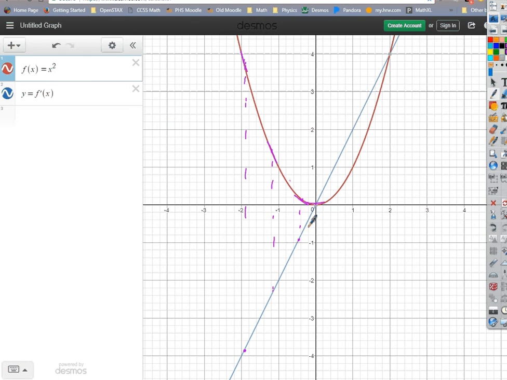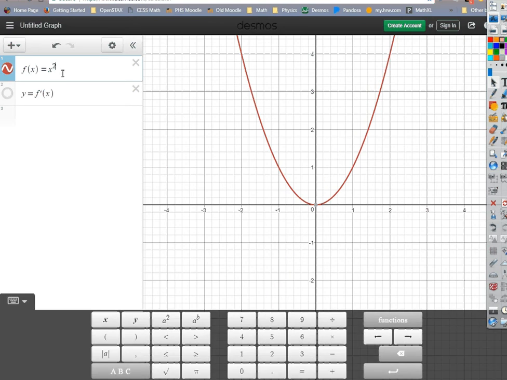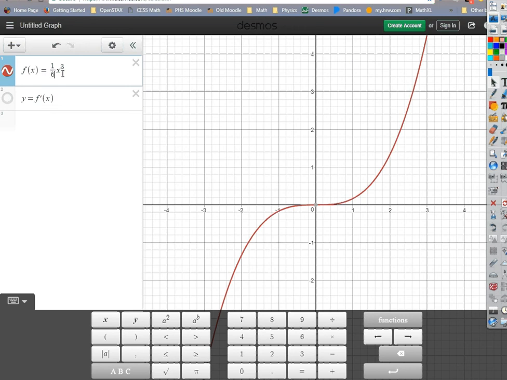Okay. Let's change this up a little bit. How about if we define f of x as x cubed, and I'm going to go ahead and make it something like 1/6 x cubed, just so it spreads it out a little bit more. Okay, ooh. So there's a cubic function. What's the derivative going to look like this time? Make a sketch.